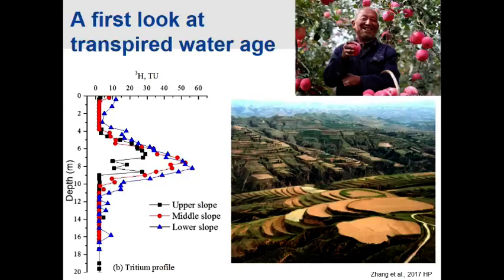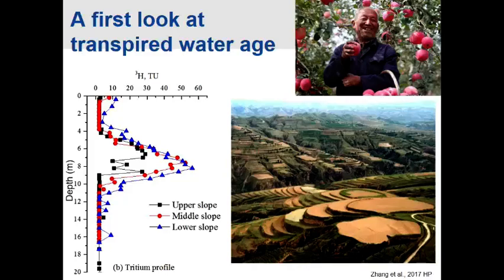And what we're finding at this site anyway, the apple water is 29 years old. Three-decade-old water these trees are transpiring. This really is, again, challenging our thinking about how we parameterize transpiration in our land surface models.